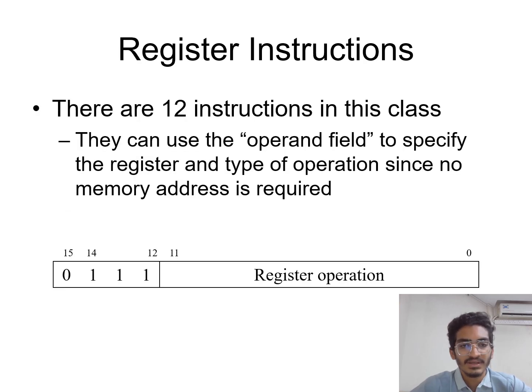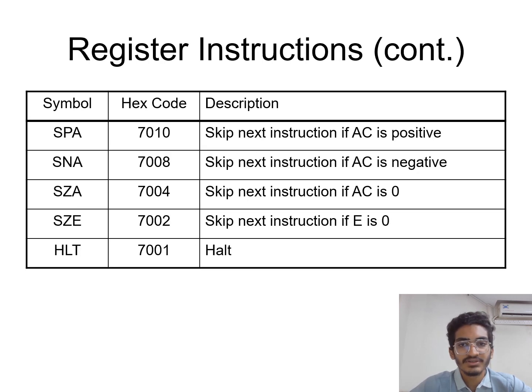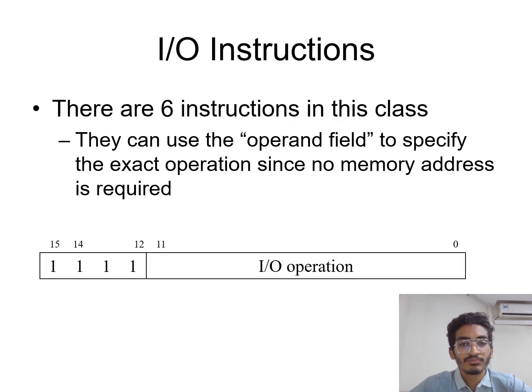Register instructions. There are 12 register instructions in this class. They can use the operand field to specify the register and type of operation since no memory address is required. Here is the table of the register instructions, and its hex code and description are also given. Register instructions continue.